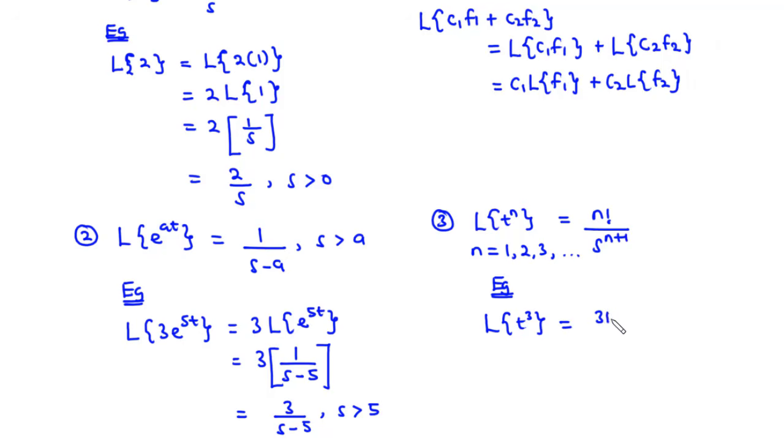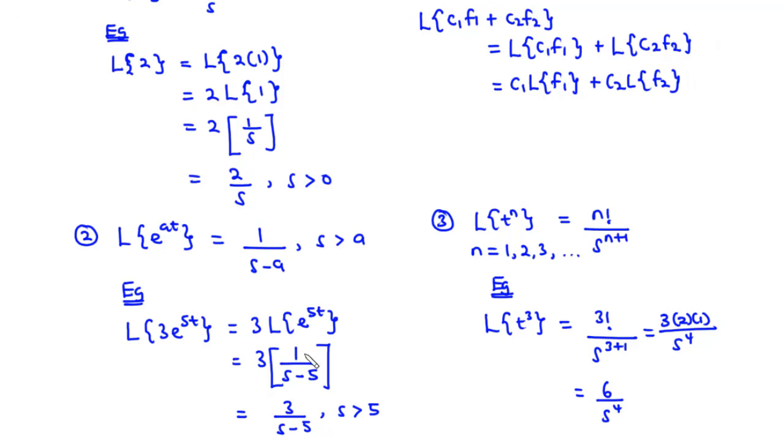So we have 3 factorial divided by s to the power 3 plus 1. Now 3 factorial is 3 times 2 times 1, divided by s to the power 4. So finally we have this equal to 6 divided by s to the power 4.